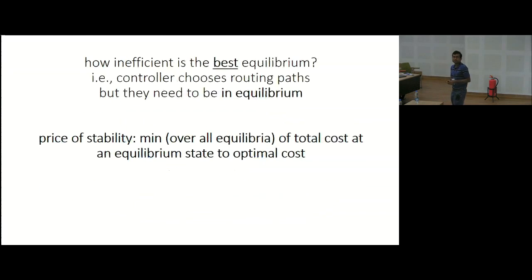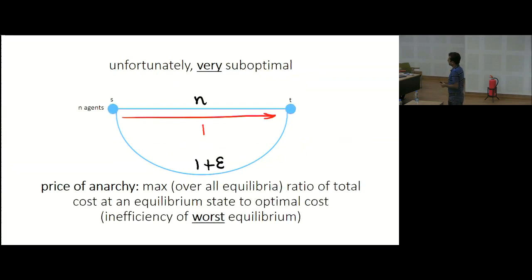So the next question is, well, yes, there's a bad equilibrium, but that doesn't really mean anything. Maybe we can look at the best equilibrium. For example, in this solution, as we just discussed, there's in fact a very good equilibrium as well. If everybody is using the bottom path, then the ratio of the cost of that equilibrium state to the optimal cost is in fact 1. It is the optimal solution, and that's an equilibrium.